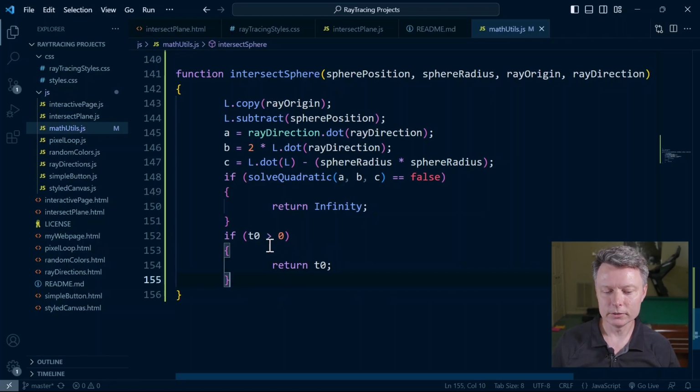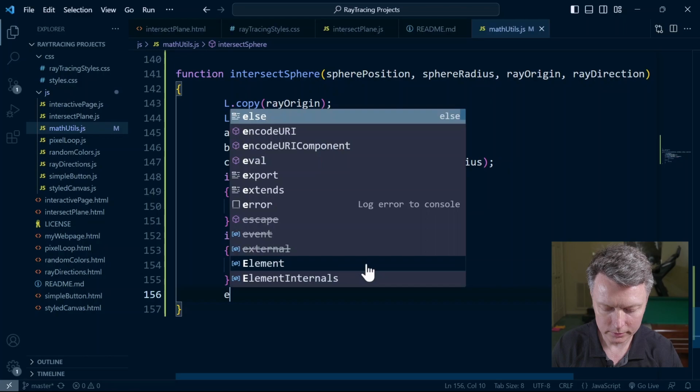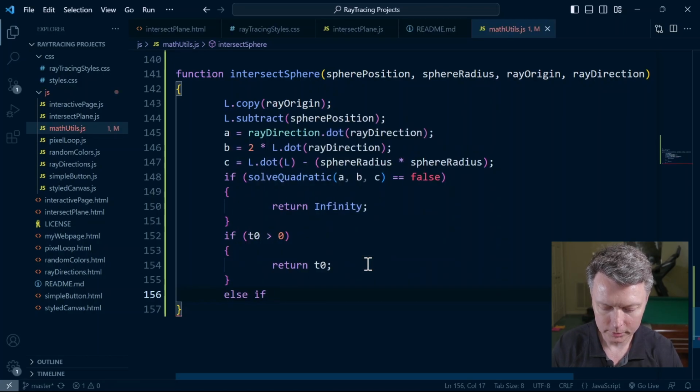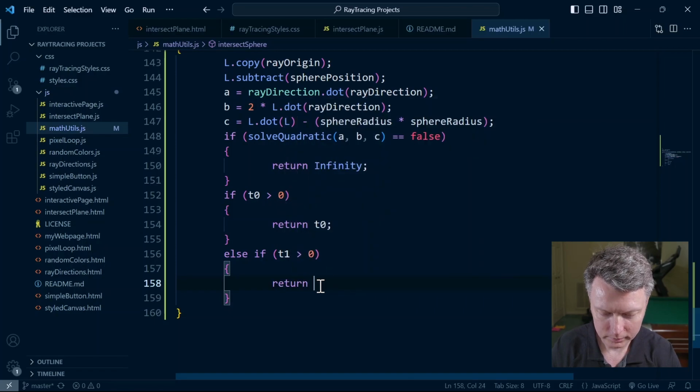But what happens if t0 is negative or less than 0? Well, we have to move on to the next one and try the next one. So let's try t1 in the same manner. Go on to the next line. If, and we can actually do an else if here. So else if, opening parenthesis, t1 is greater than 0. And then go on to the next line, opening curly brace, enter. I'm going to move up just a little bit. So if t1 is greater than 0, then that's a good t value as well. So we want to return that. So return t1 and semicolon. But what happens if none of those are valid? So let's say t0 is less than 0, so it falls through here, now goes to here and it checks t1.